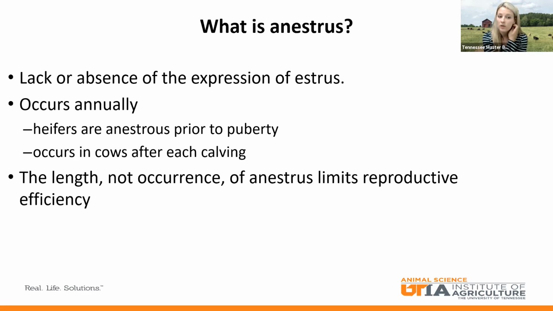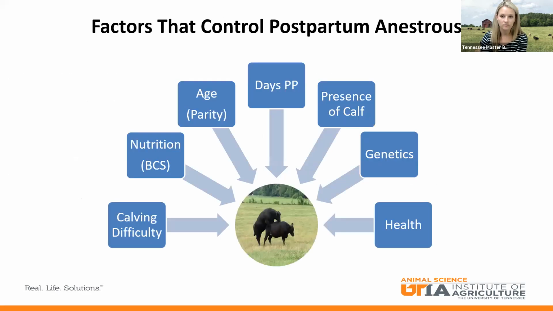And this can really affect reproductive efficiency, definitely the length of the anestrus. And there's a lot of stuff that factors into this length of anestrus. So did she have difficulty calving? Is she in a good nutritional plane? How old is she? And this is especially true for our pesky first calf heifers that just do not want to breed. You know, they're still growing and they're now accommodating a lactating calf. It could be due to genetics, due to health, and a big one, how many days is she postpartum?